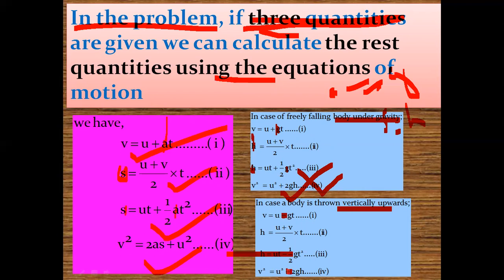Where we use acceleration, here it is acceleration due to gravity, so we use a negative sign here. All the others will be the same.